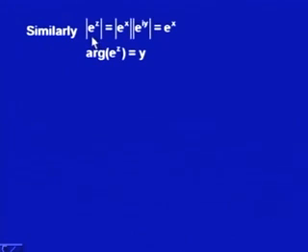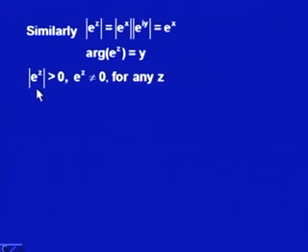Similarly, the magnitude of e^z is the magnitude of e^(x+iy), and this is written as e^x into e^(iy). So, their magnitudes are multiplied, and the magnitude of e^(iy), which is cos y plus i sin y, is equal to 1, and that gives us the magnitude of e^z equal to e^x. Similarly, the argument of e^z is equal to y. One can also notice that the magnitude of e^z is always positive and e^z is not 0 for any value of z.